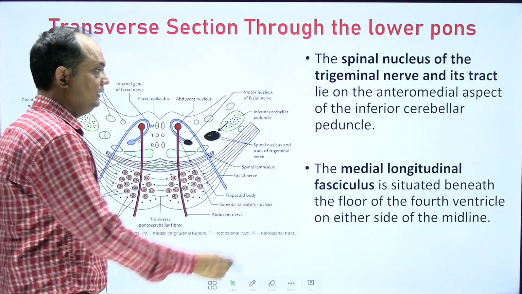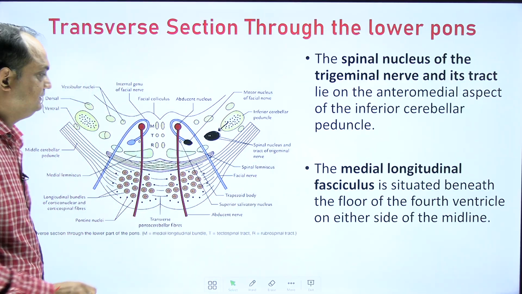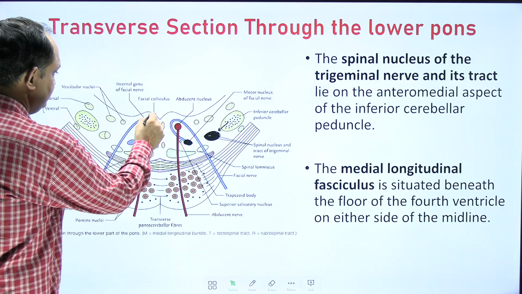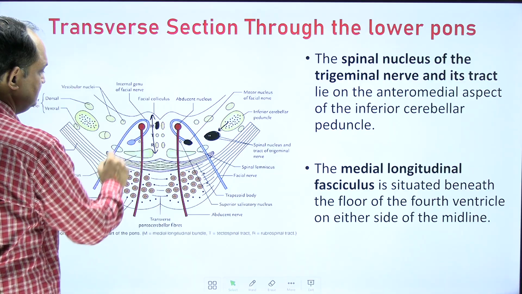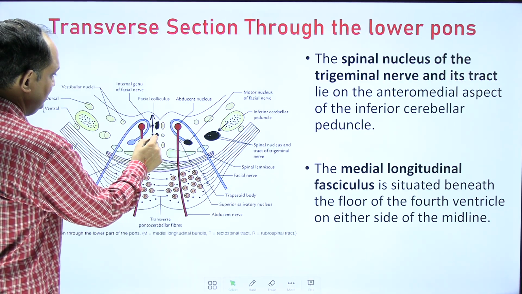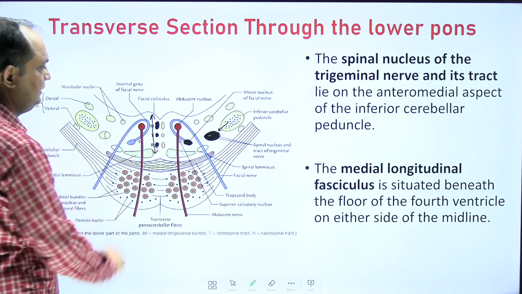Clear? Then we will draw the medial longitudinal fasciculus. These are the structures which are present in the midline. So, this is the medial longitudinal fasciculus. Then we will draw the tectospinal and rubrospinal tracts.